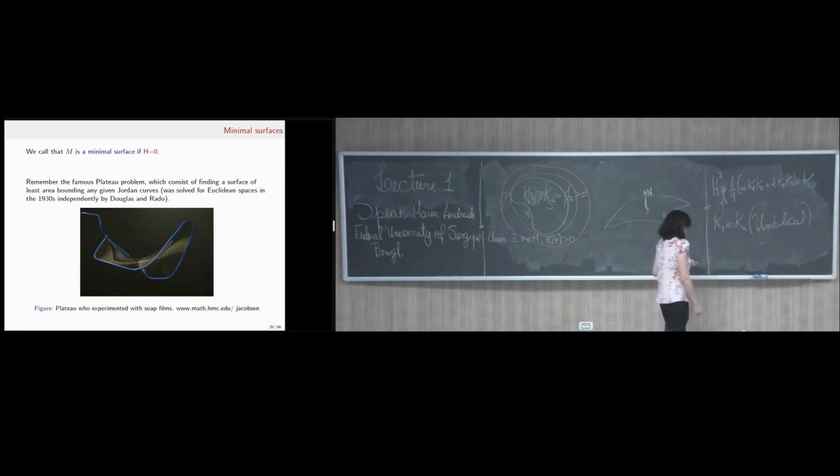What does this problem mean? If you have a curve, you can find a minimal surface that passes through this curve. Okay, this is the famous Plateau problem. And Plateau did a lot of experiments with soap films. Okay, these are very beautiful results. You can see this image on this site here.